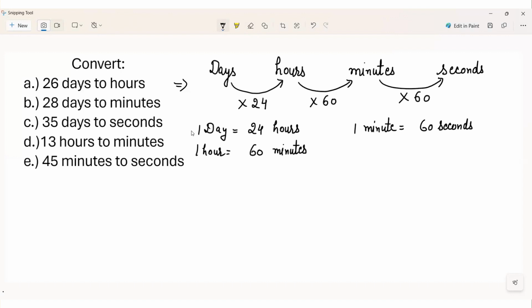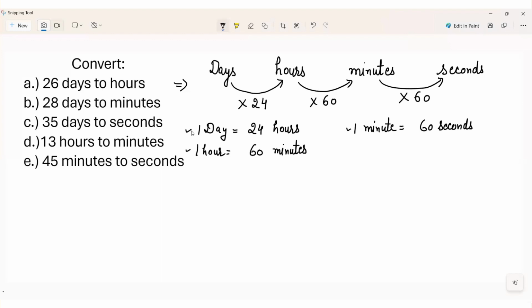We know that for time we use some units. For example, number of hours, number of minutes, number of seconds. So we know that 1 day is equal to 24 hours, 1 hour is equal to 60 minutes, and 1 minute is equal to 60 seconds. So I have written here days, then hours, then minutes, and then seconds.